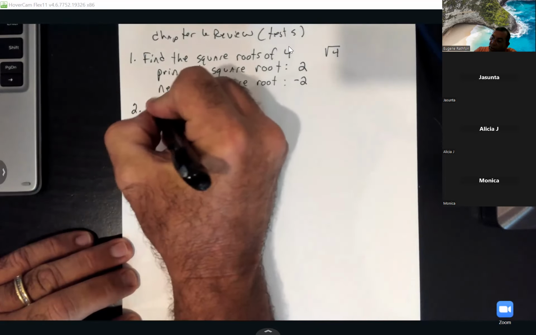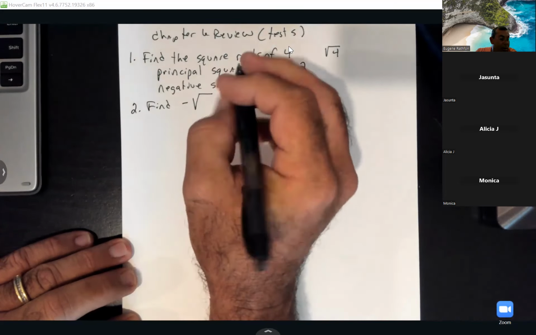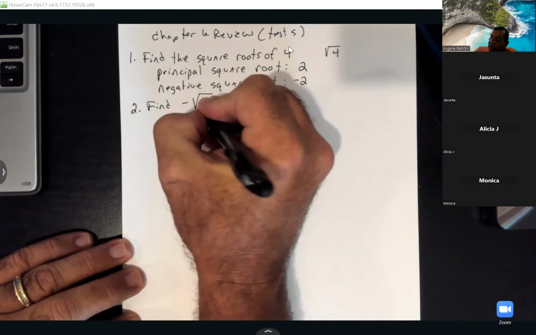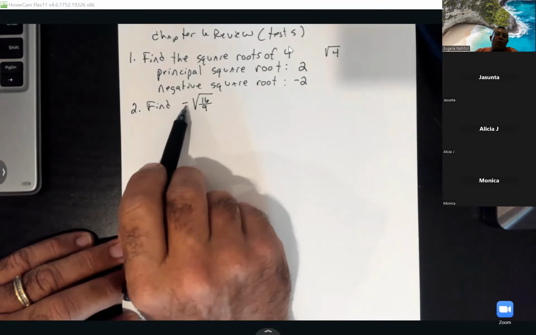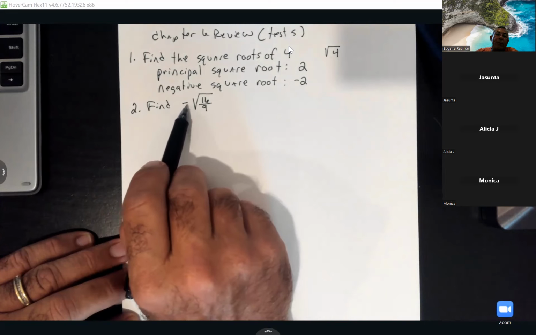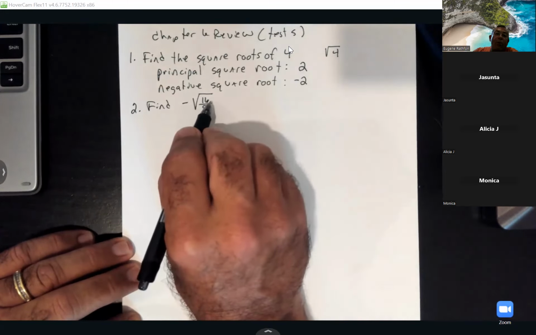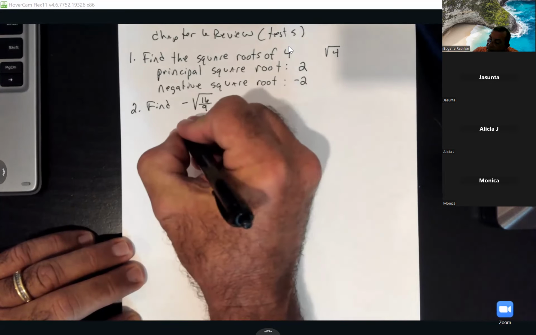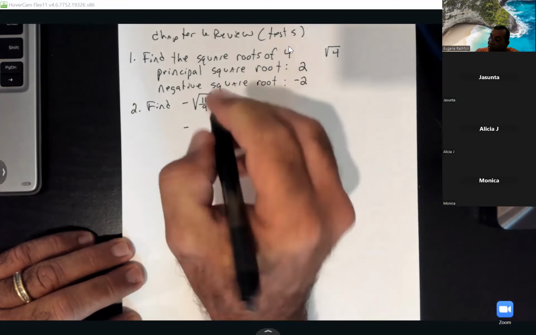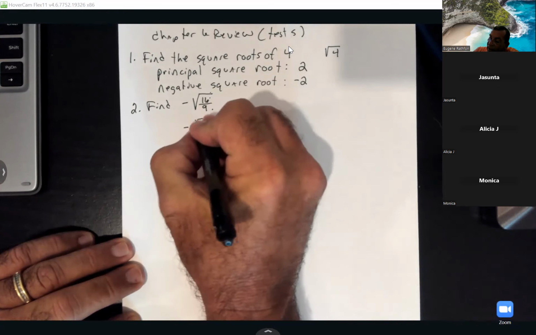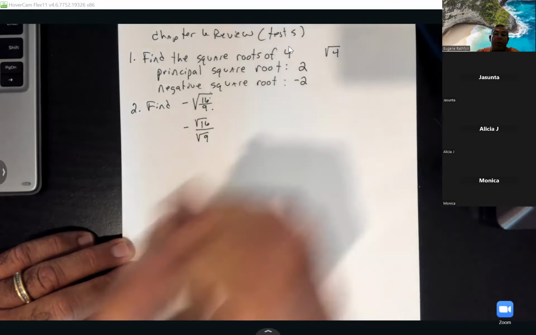All right, so number 2 wants us to find negative square root of 16 over 9. Y'all, no matter what, this answer will be negative because we got a negative in front of this radical. Now, what you got to realize on this one is that the square root affects the top and the bottom number of the fraction. So this would be like a square root of 16 over a square root of 9.